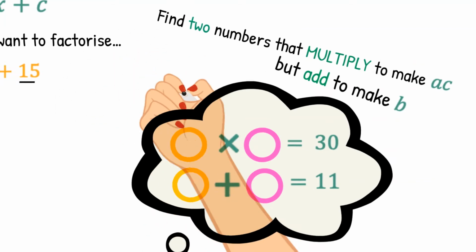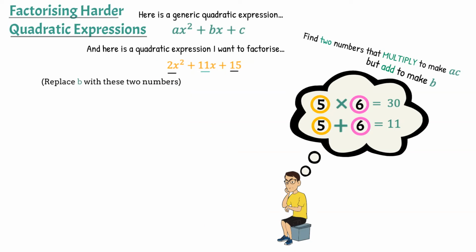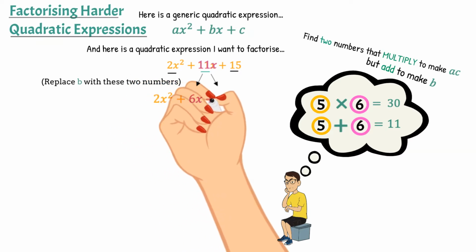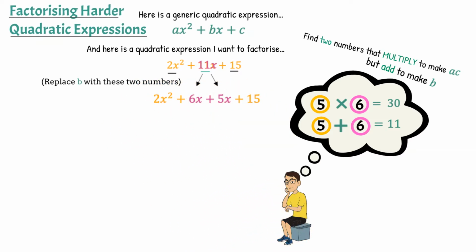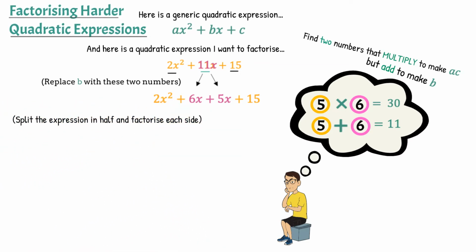Our two numbers are 5 and 6. So because these are harder quadratic expressions, we can't just place those into two brackets like we did for simple ones. We have to do something a little bit different. We are going to replace b with these two numbers. So my 11x is going to become 5x plus 6x in any order. The method will still work. And now we split the expression in half and factorize each side.